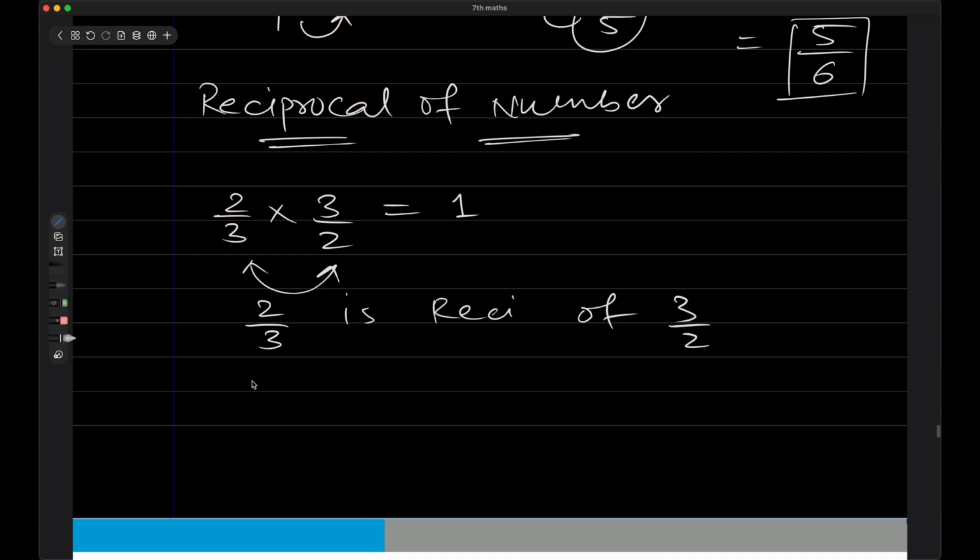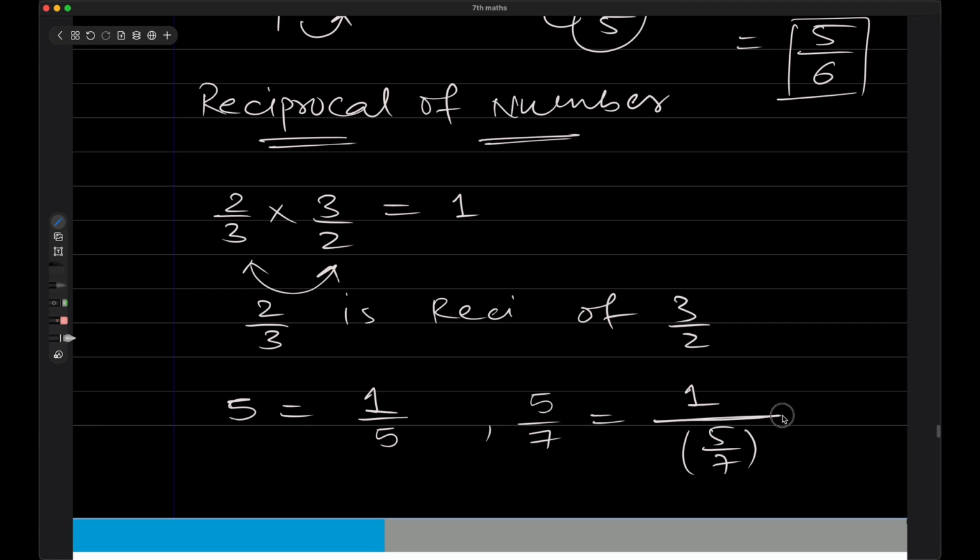To find the reciprocal, we invert the number, that is, to find the reciprocal of 5, we write the number in the denominator of 1. If we want to find the reciprocal of 5 by 7, then we write 5 by 7 in the denominator of 1, and then as we have seen, the denominator goes to the opposite side. So 7 by 5 is the reciprocal of 5 by 7.